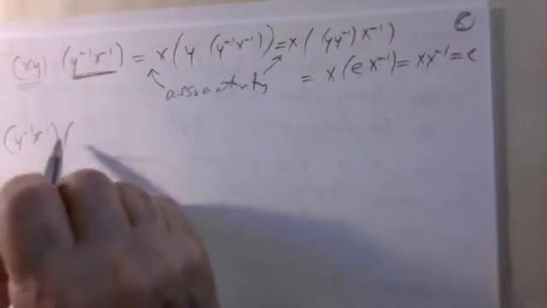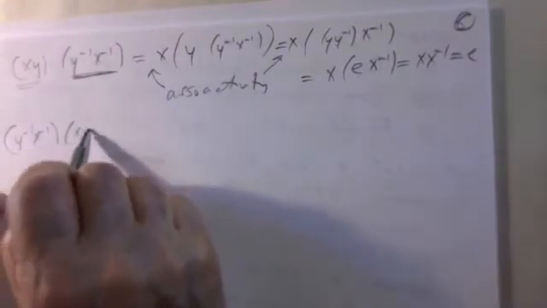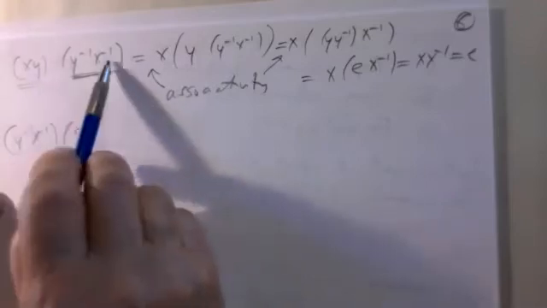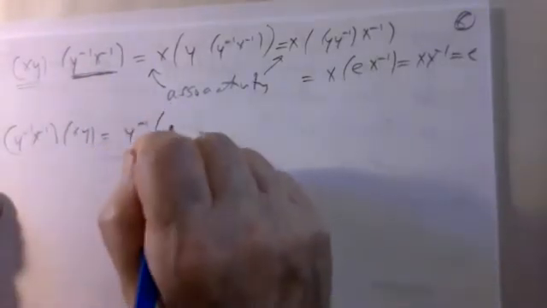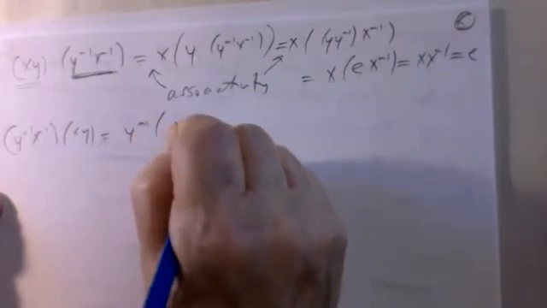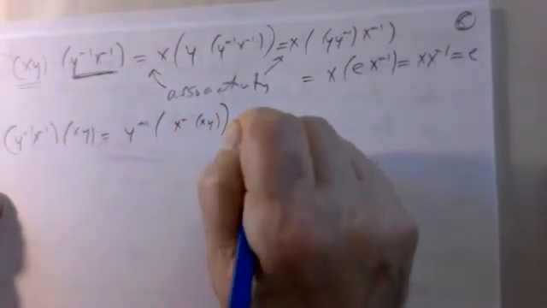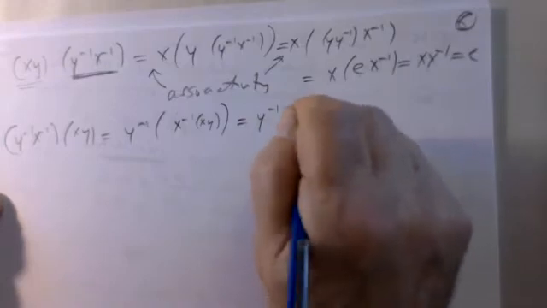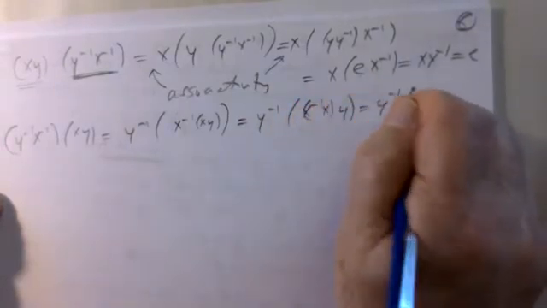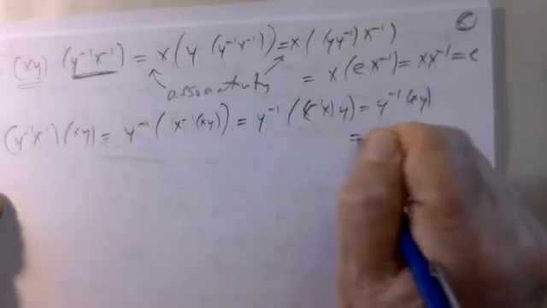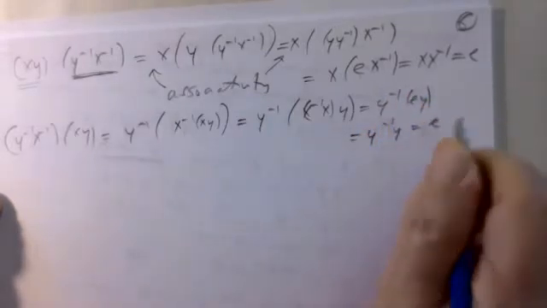And the same argument works if I multiply xy on the left by this element. This is y inverse x inverse times xy. That's y inverse, x inverse x times y, which is y inverse e times y, which is y inverse y, equals e.